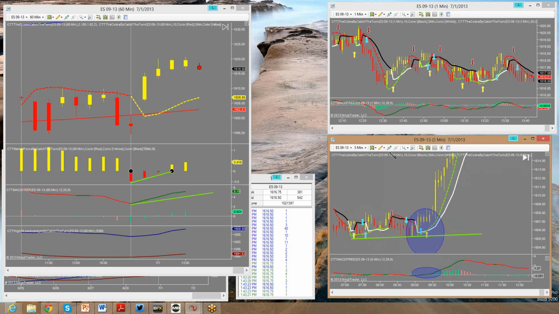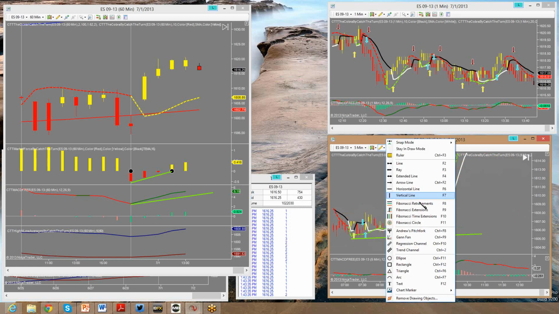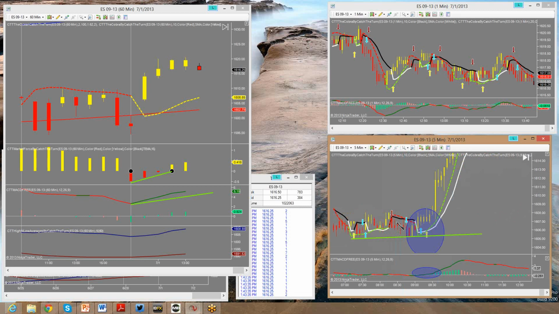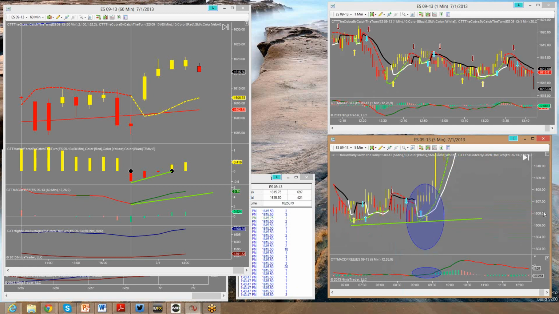So, if you're going to take an entry there, let's see here. I wanted to show you guys possible targets on that trade. Bear with me 1 second. I just don't want to screw up my charts here.